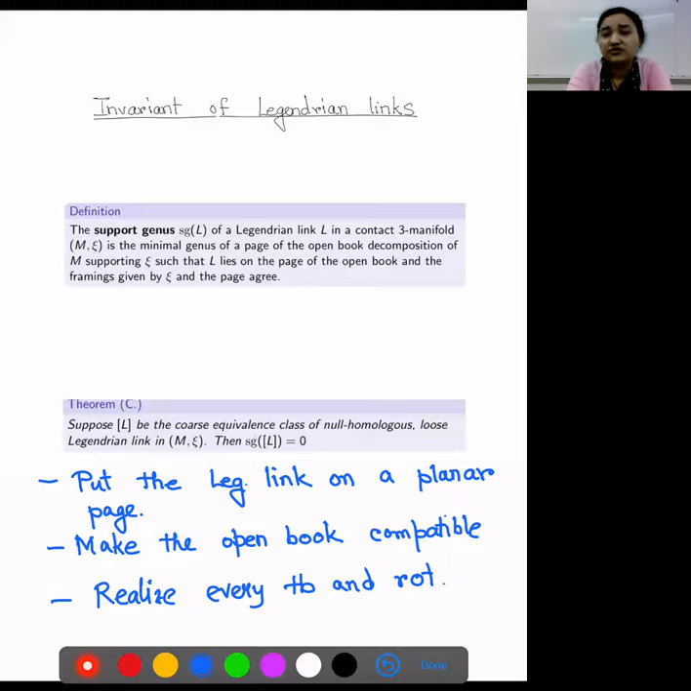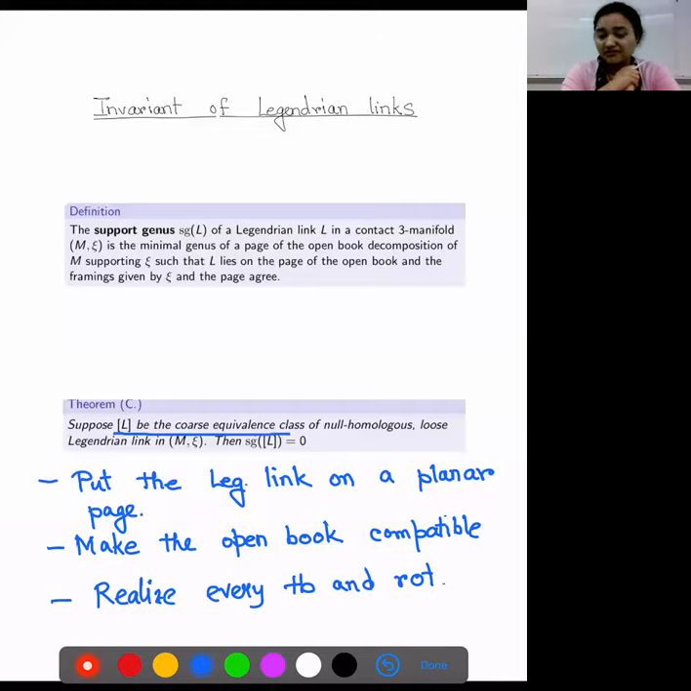So we do not actually have isotopy classification. And that is why in the statement, I had to use the coarse equivalence class. Okay, so we saw that if we have a loose Legendrian link, we can put it on a planar page. The obvious question is, what about the converse? If we have a non-loose link, is it always true that a non-loose link will have support genus greater than 0? If it is true, then support genus can distinguish loose and non-loose links, and that would be great.